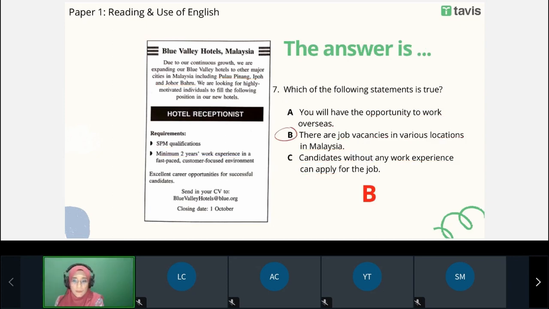Now I would like to take a break for about 5 minutes, everybody. I would like you all to enjoy a hot Milo or hot coffee while you are on break. Please do not play games. 5 minutes only, everybody. So I'll see you back here. Bye.